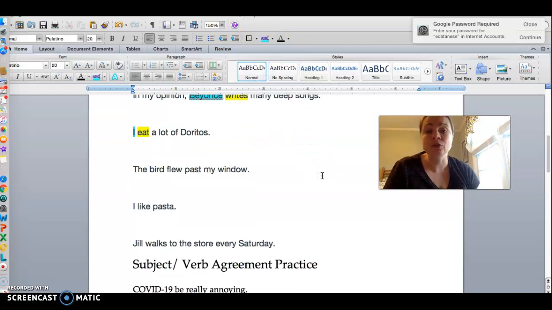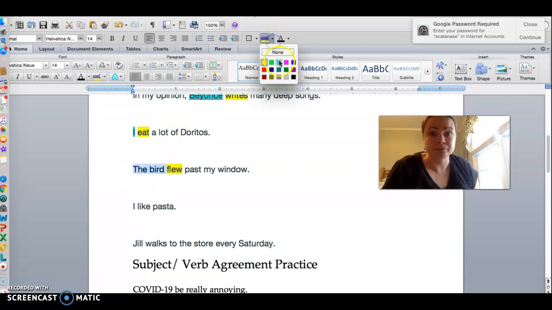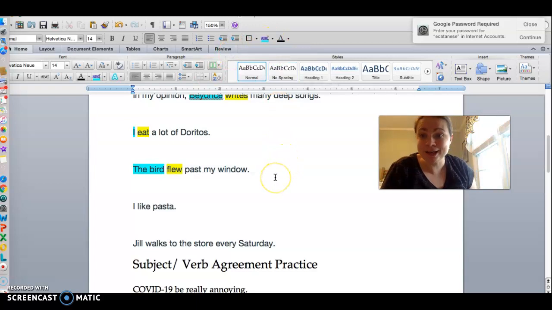Okay, the bird flew past my window. Here we can envision the flying, right? And so that's going to be the verb, and the subject is going to be the bird. And how do we know that it's not window as a subject? Well, the window's not doing anything. The window didn't fly past the bird. The bird flew past the window. Okay, and finally, I like pasta. Like is the verb here.